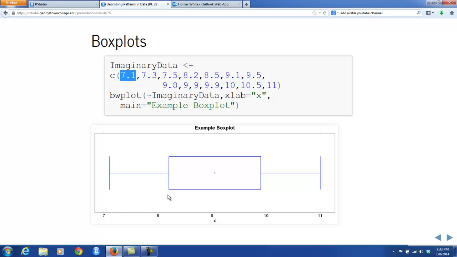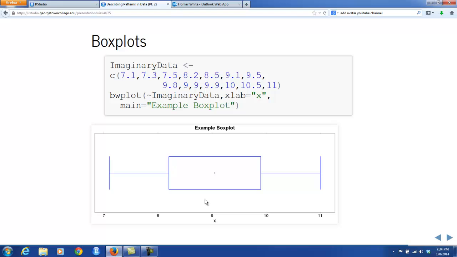The next number in the 5-number summary is the first quartile. 25% of the values lie below it. So apparently the first quartile was maybe about an 8.2 or an 8.3. So the first whisker covers the lowest 25% of the values.